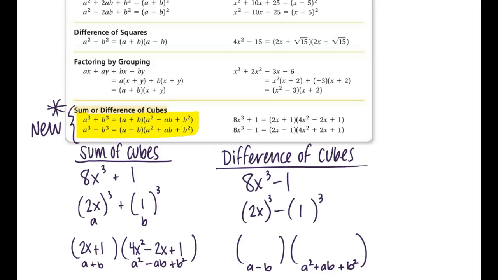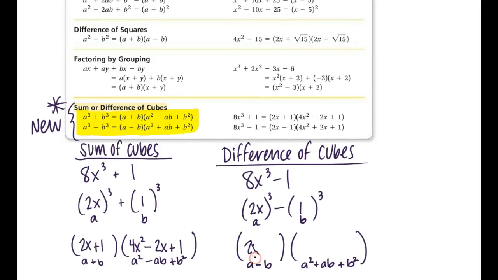When dealing with the difference of cubes, the process is very similar. The only difference is where the negative sign is located. So taking a look at this one, we have the same numbers. The only difference is the minus sign in the middle instead of the plus sign. So I'm still taking the cube root of each of those terms, so I still get 2x to the third and 1 to the third. Now taking those a and b values, I'm just going to have 2x minus 1 in the first set of parentheses. And then from there, I'm going to have 4x squared plus 2x plus 1.